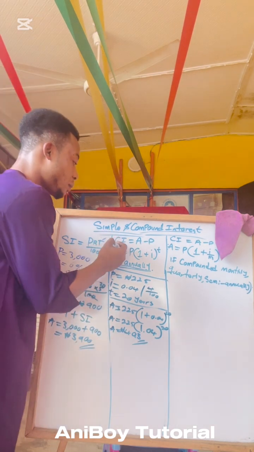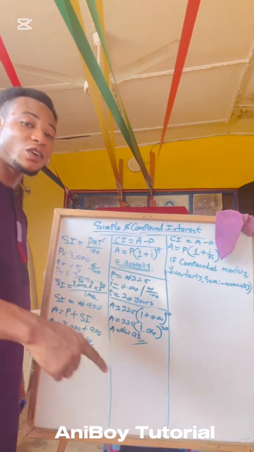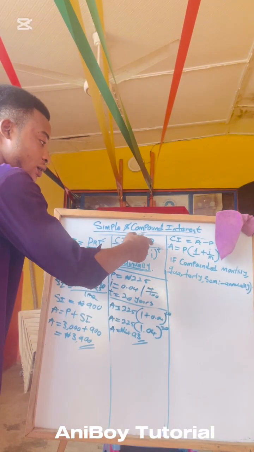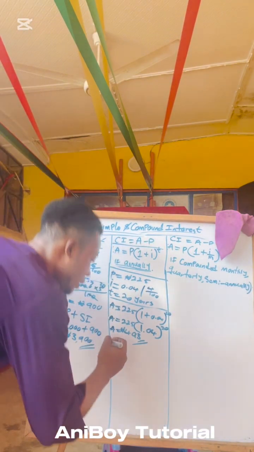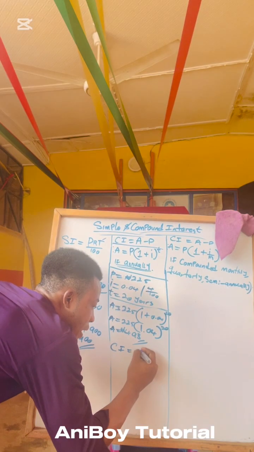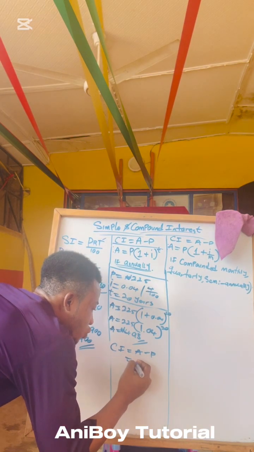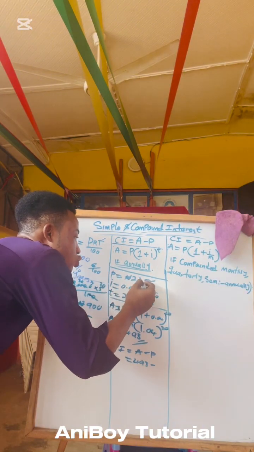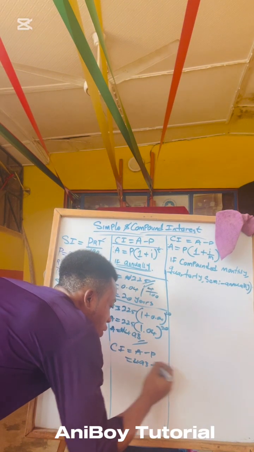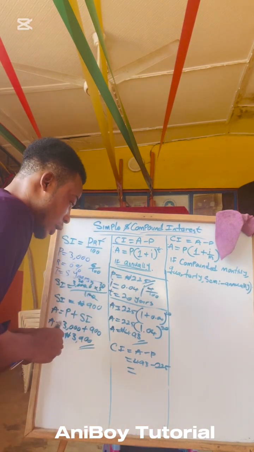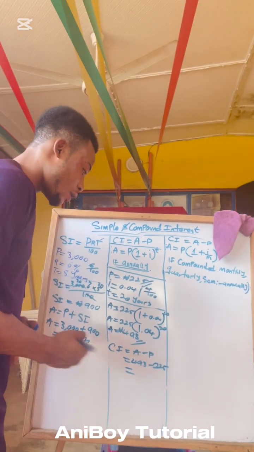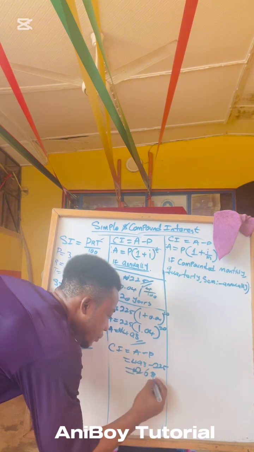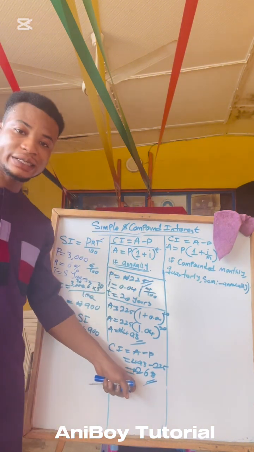Now, using this formula, what we have to find in that question is the compound interest, not the amount. Since we've been able to get the amount and we know the principal, what will be our compound interest? Our compound interest equals A minus P, which is 493 naira minus P. Our P is 225. So that will give us 268 naira.